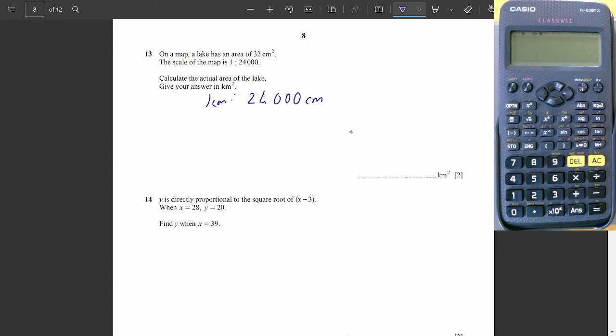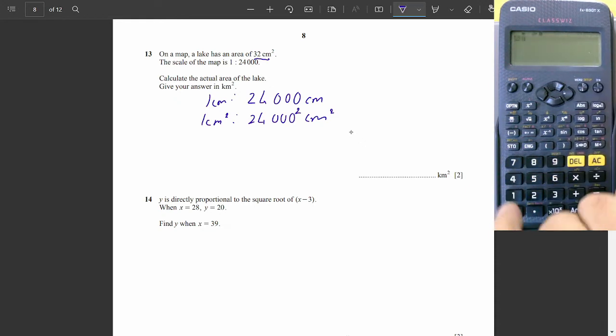This is a linear scale factor. Okay, but we are not going to use the linear scale factor. We need to work with area. That means the ratio needs to be square. So if I got 1 centimeter square on the map, then the actual amount in real life will not be 24,000. It will be 24,000 squared, since linear and area scale factors are not the same thing, they change.